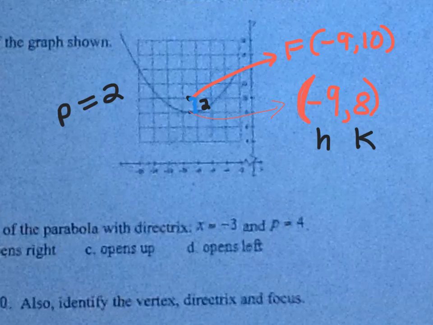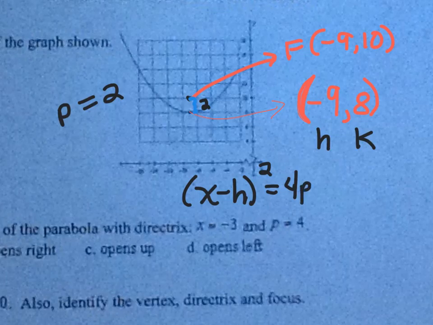So if I get my equation, this is a parabola opening up. So that gives us the x to be squared. Whenever the x is squared, it's opening up or opening down. So then the equation should be (x minus h) quantity squared equals 4p times (y minus k). So we use that equation and then we just substitute the numbers.